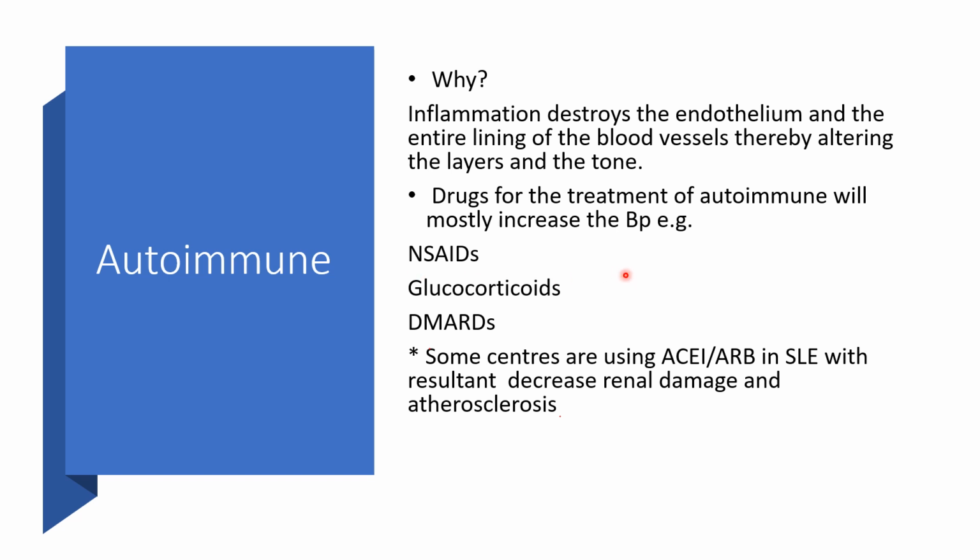Some centers are using ACE inhibitors and angiotensin receptor blockers in systemic lupus erythematosus, and they are getting good results with decreased renal damage and decreased atherosclerosis. So many medications meant for blood pressure management are actually helpful in some autoimmune conditions. So autoimmune disease can directly destroy the lining of the blood vessels, thereby altering the layers and the tone inside there. The treatment can also shoot the blood pressure up, and certain medications for the control of blood pressure are really helping in controlling autoimmune conditions. Remember, once you find one autoimmune condition in internal medicine, you look for other autoimmune conditions.